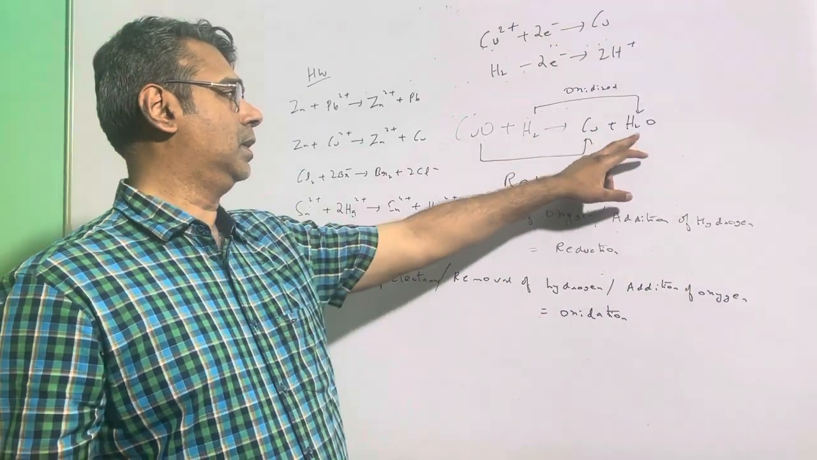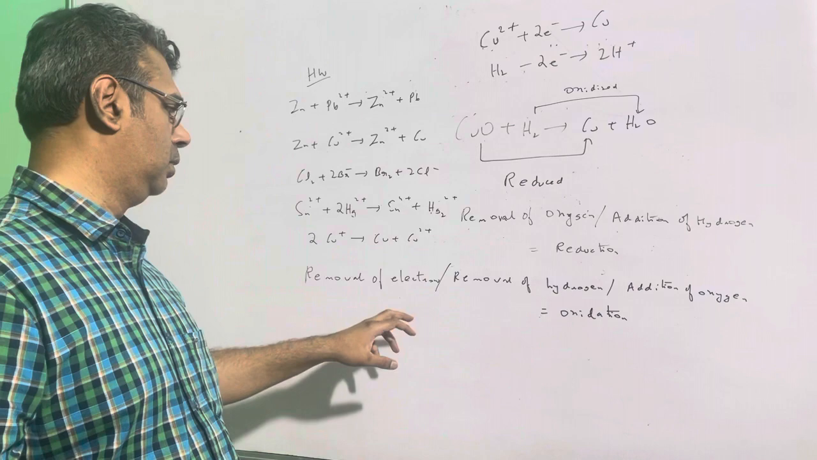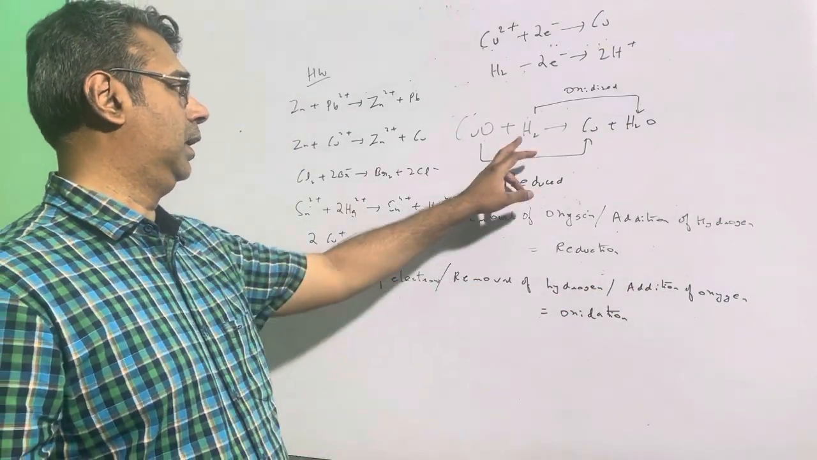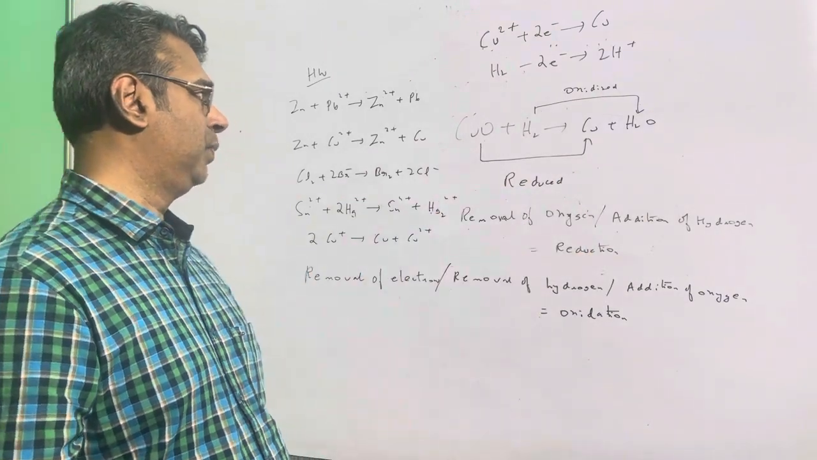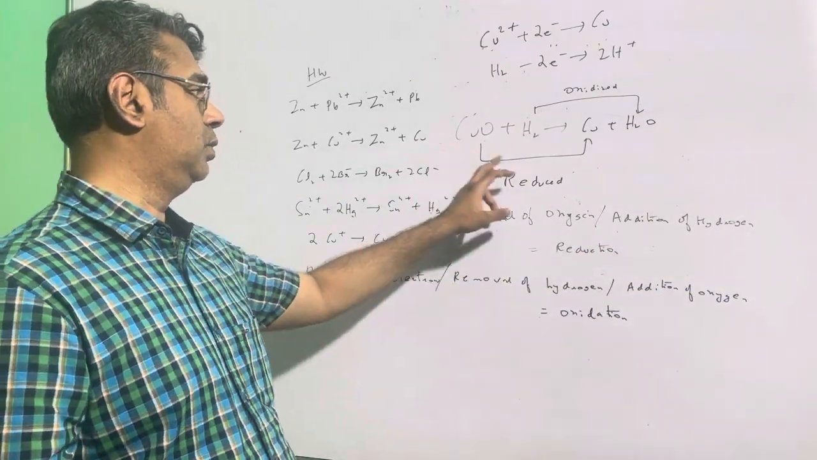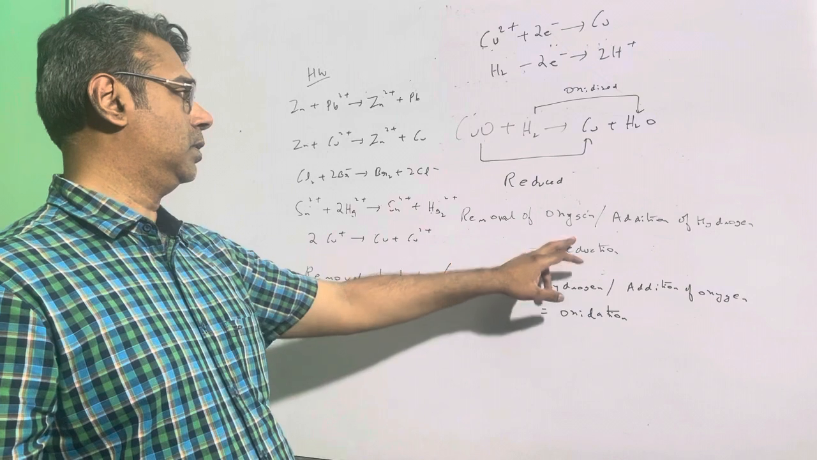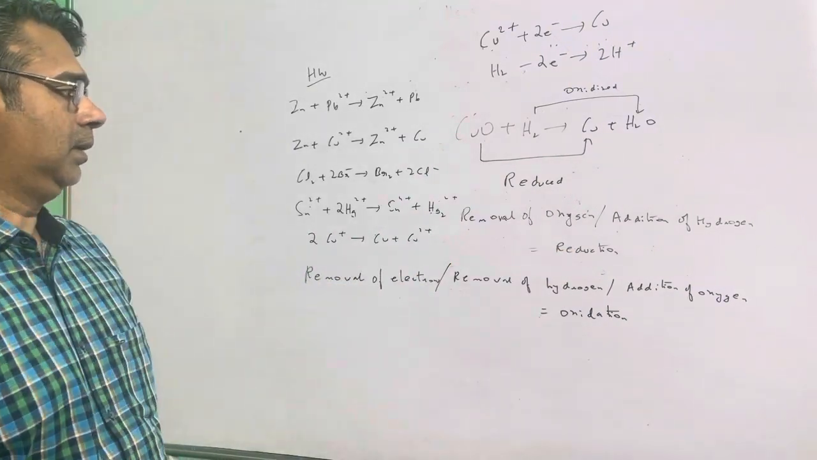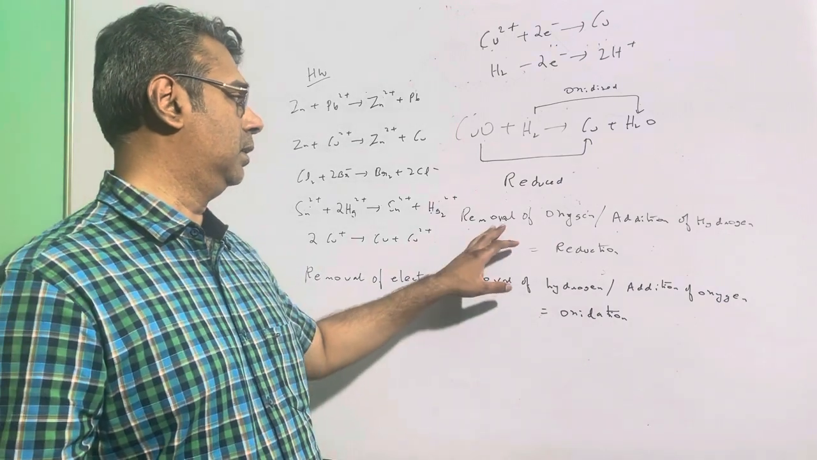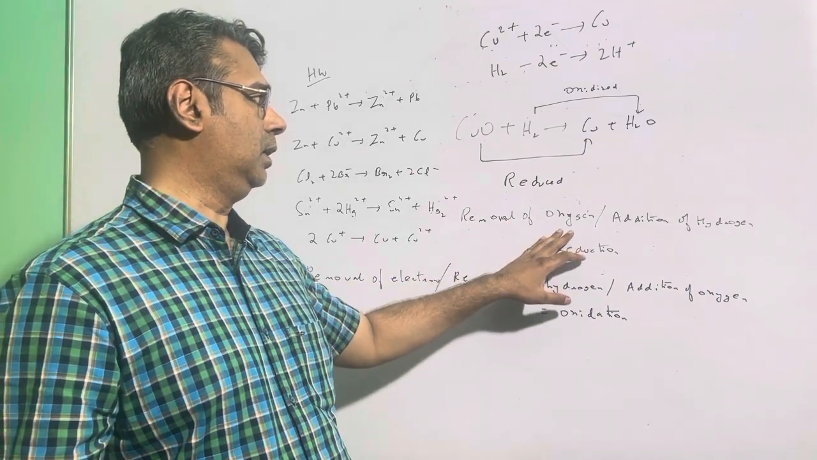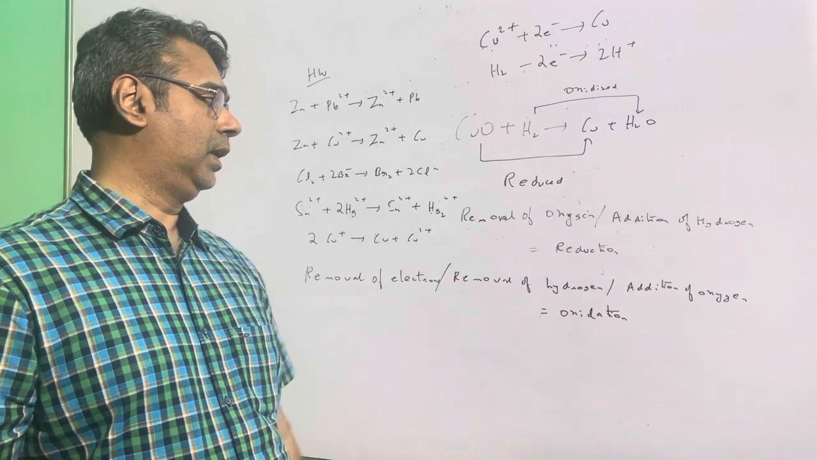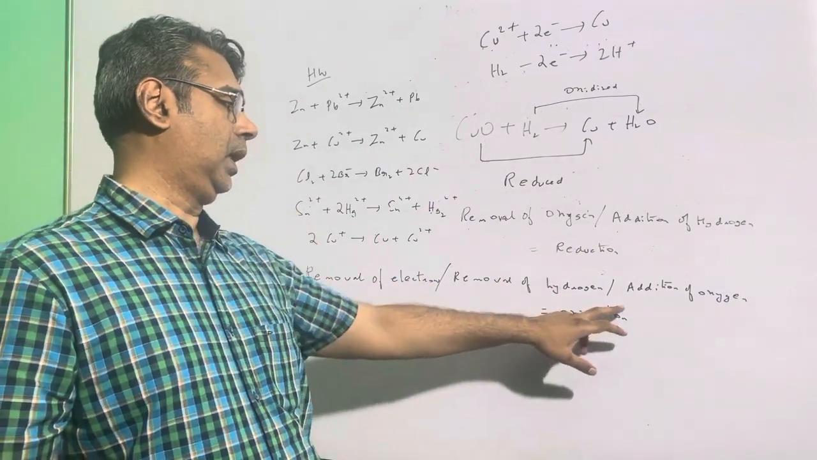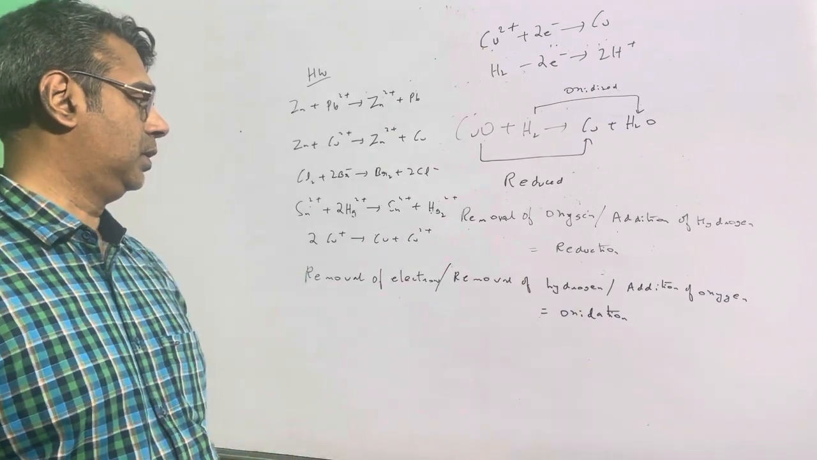And hydrogen is getting oxidized to water. So addition of oxygen is considered as oxidation. So H2 is getting oxidized to H2O because of addition of oxygen, and CuO is getting reduced to copper because of removal of oxygen. So we can summarize like this: removal of oxygen or addition of hydrogen is reduction, and removal of hydrogen and addition of oxygen is oxidation.